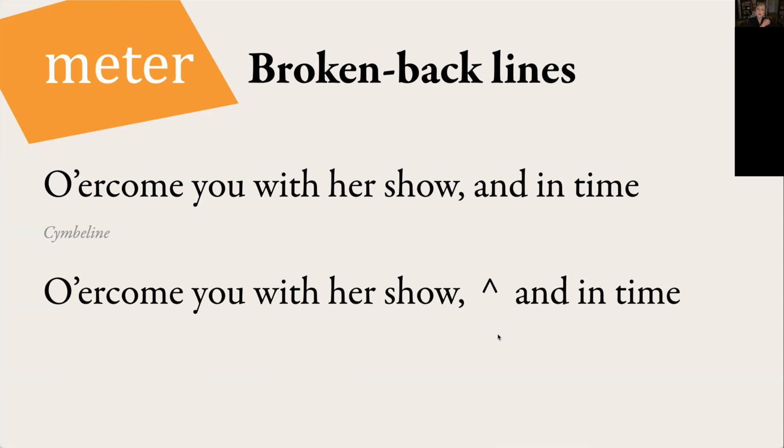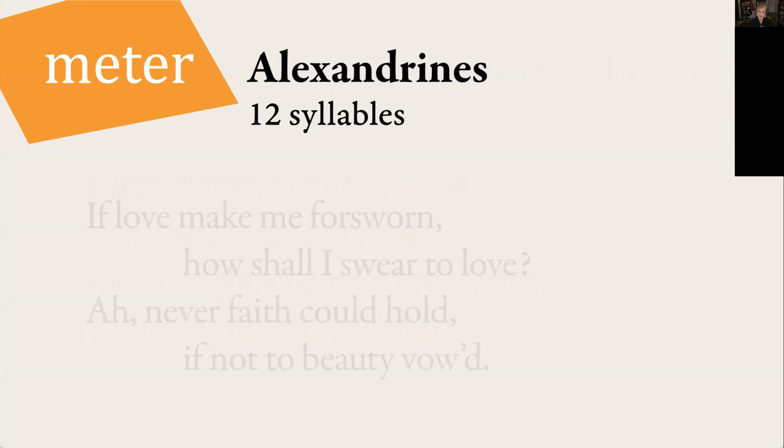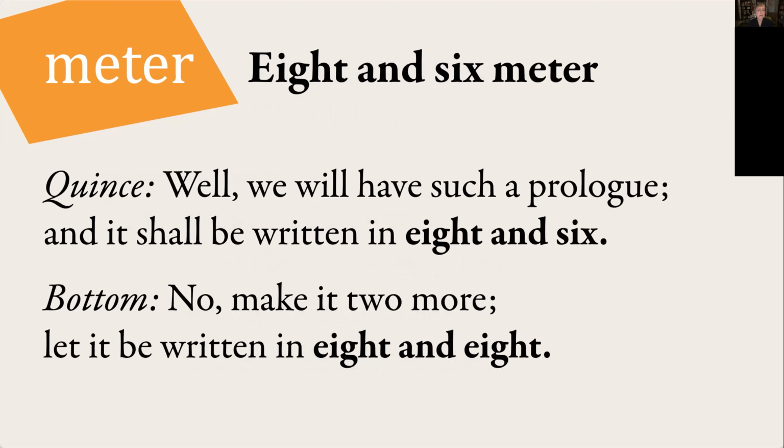There are twelve-syllable lines called Alexandrines. Now here's a funny thing Shakespeare did, another joke. In Love's Labour's Lost, there's a play within a play. Sir Nathaniel is playing the part of Alexander the Great, and Shakespeare wrote Alexandrines for Alexander the Great. Six syllables, six syllables: "If love make me forsworn, how shall I swear to love?" I thought that was kind of hilarious.